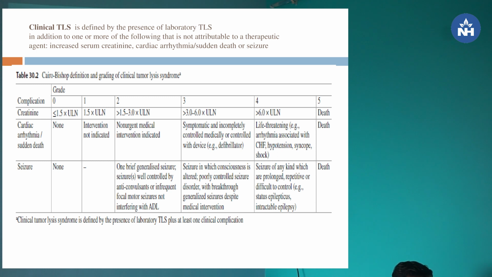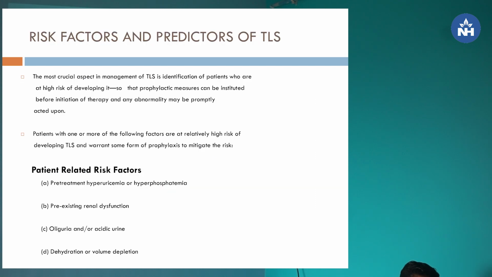In grade 3, the creatinine is more than 3 to 6. The cardiac arrhythmia is symptomatic and incompletely controlled medically or controlled with a device, that is defibrillator. The seizure is where the consciousness is altered, poorly controlled seizure disorder with breakthrough generalized seizures despite adequate medical intervention. In grade 4, the creatinine is more than 6.